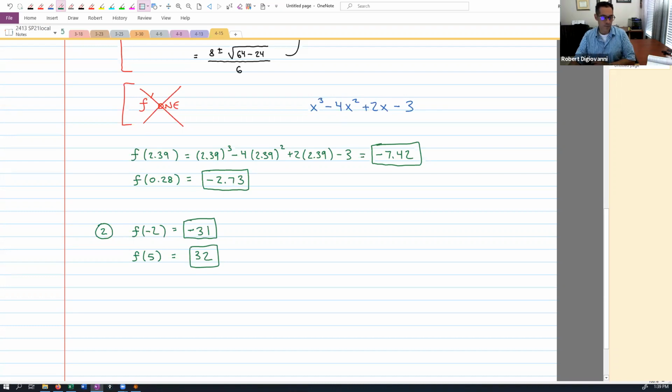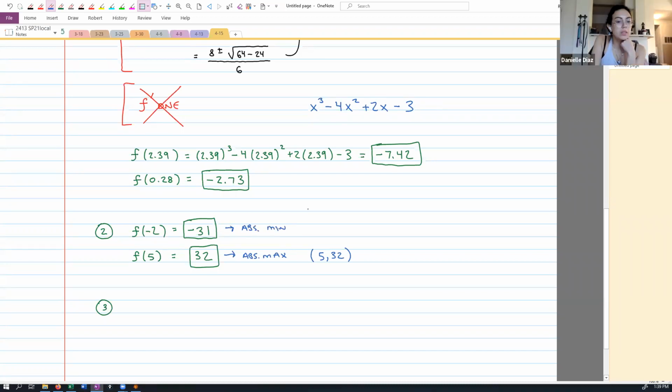Okay. Step 3. Which is the global max? Which is the global min? So what's our global max? 5 for 32. Yep, this is our absolute max. If I were to write it as a point, it would be at the point (5, 32). And our absolute minimum is -31, right? Yes. Good. And that written as a point is (-2, -31).